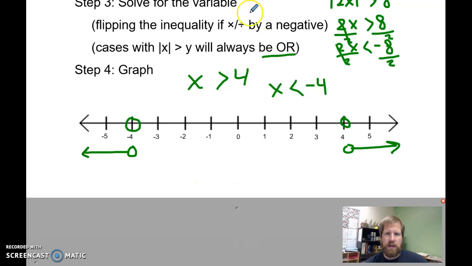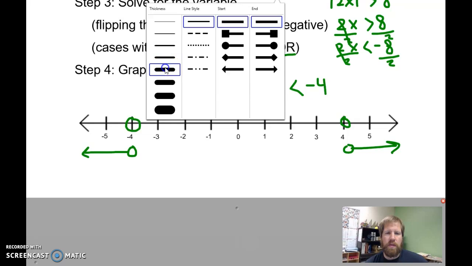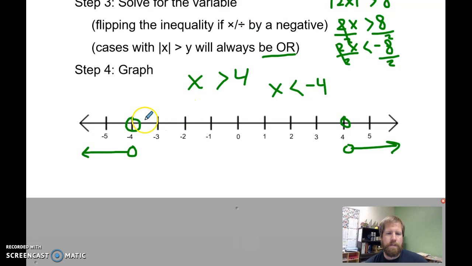These aren't ever going to touch, so I know that my solution, I'm not going to have any "and" values. There aren't going to be any values of x that fit both of these inequalities, so it's going to be an "or."